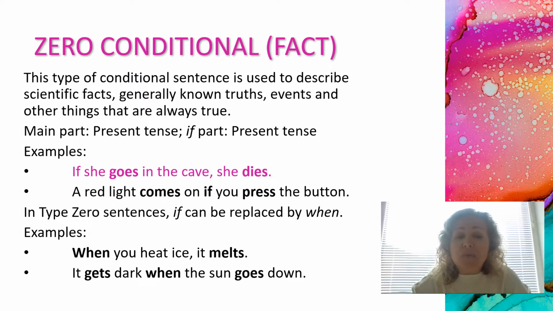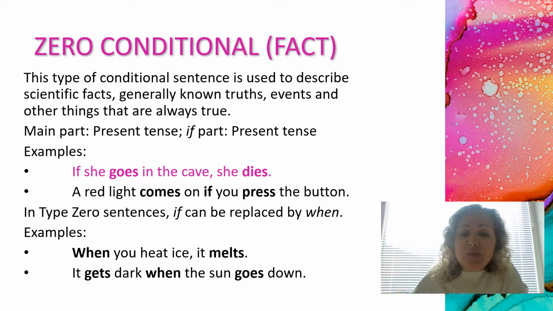Some other examples could be like a red light comes on if you press the button. And because this is so certain, there's really no condition, you can also replace the if with when. So this is just simply, this is the way it is. So we can easily say, when she goes in the cave, she dies. So this was always going to happen.